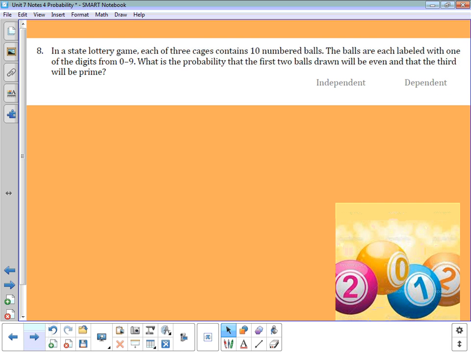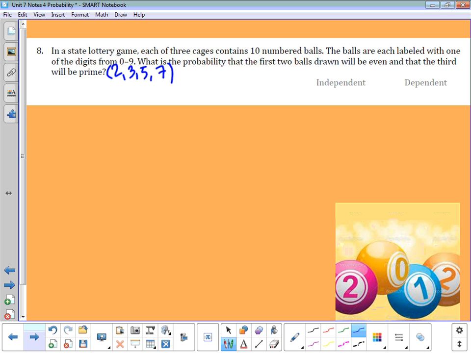For number 8, now we're looking at a lottery game that has 3 cages with 10 numbered balls in them. We need to figure out the probability of the first 2 being even and the third one being prime. So the first thing I need to know is what are the prime numbers. Prime numbers from 0 to 9 are 2, 3, 5, and 7.